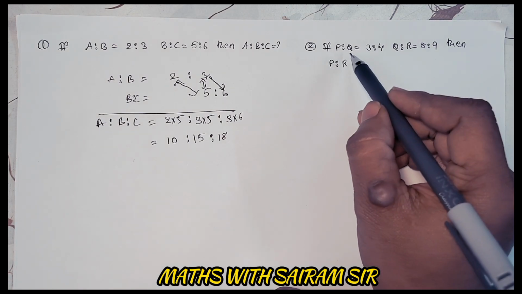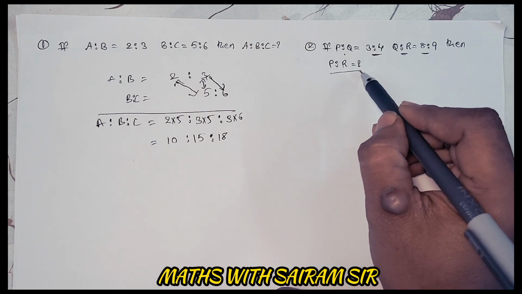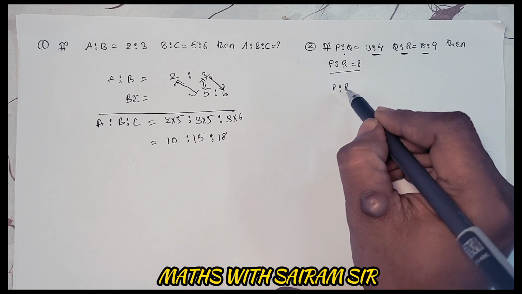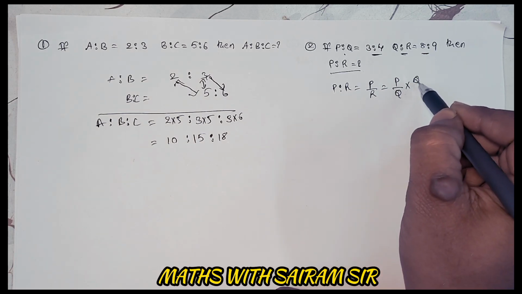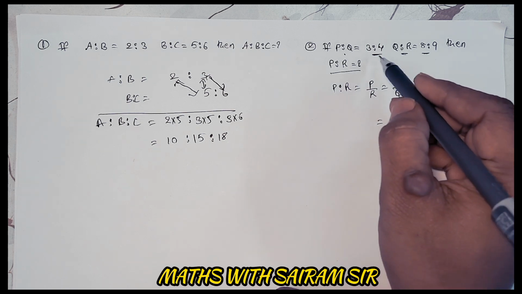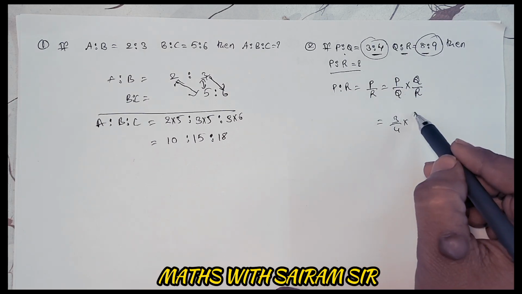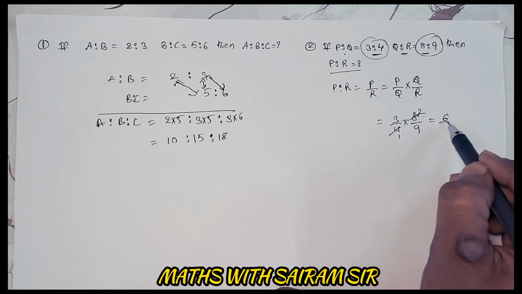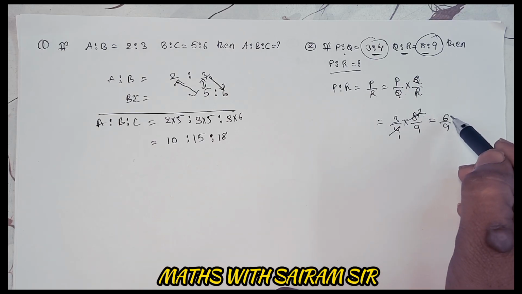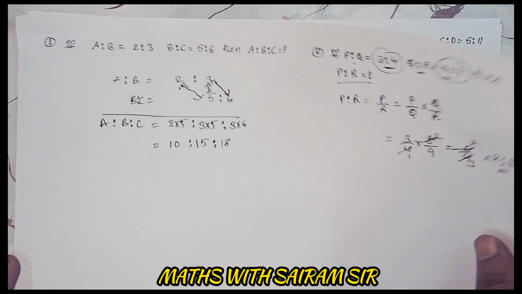And let us see the next question. If P is to Q is given as 3 is to 4 and Q is to R given as 8 is to 9, then we are asked to find out P is to R. So P is to R can be written as P by R, and P by R can be written as P by Q into Q by R. So by using this formula, P by Q is 3 by 4 into 8 by 9. 4 on the 4 to the, so 3 to the 6 by 9, both are divisible by 2 and 3. So required ratio is what? 2 is to 3.